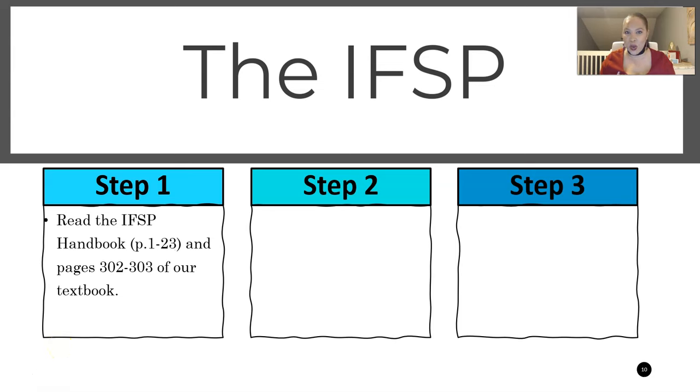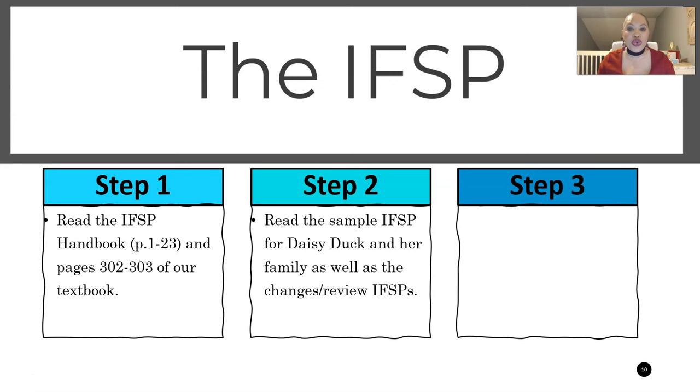Okay, so that's step 1. In step 2, they read a sample IFSP for a child named Daisy Duck, who is of course a fictitious child, and about her family as well as the changes and review of the IFSPs. So I have them learn about an IFSP, then I have them read over a sample IFSP.